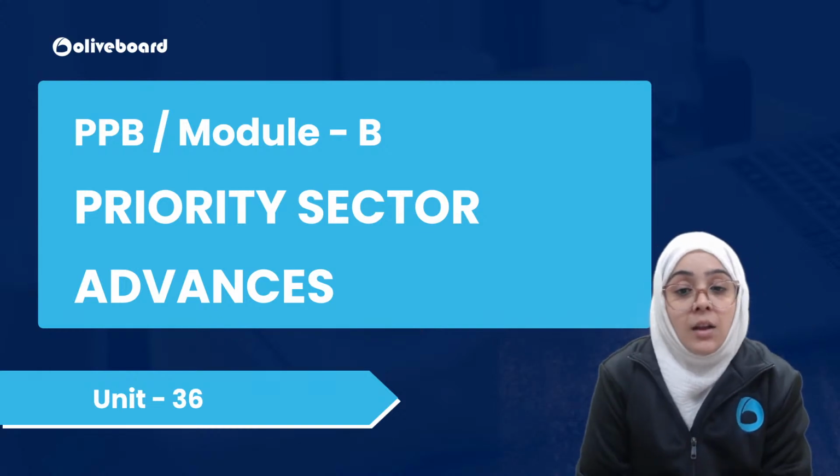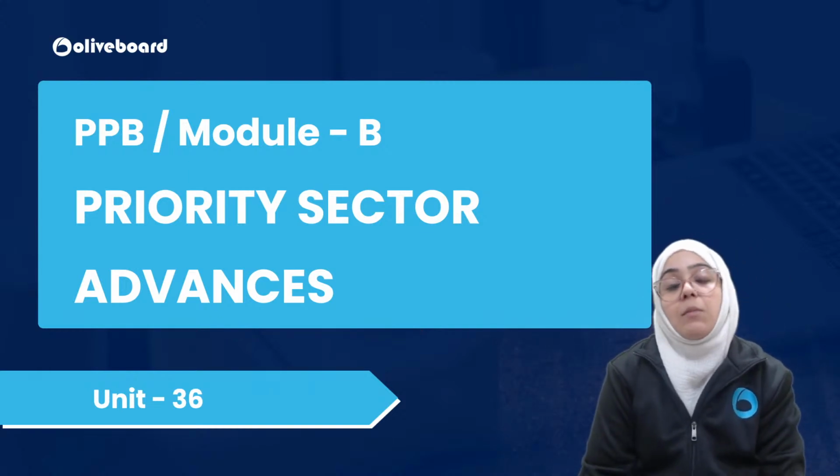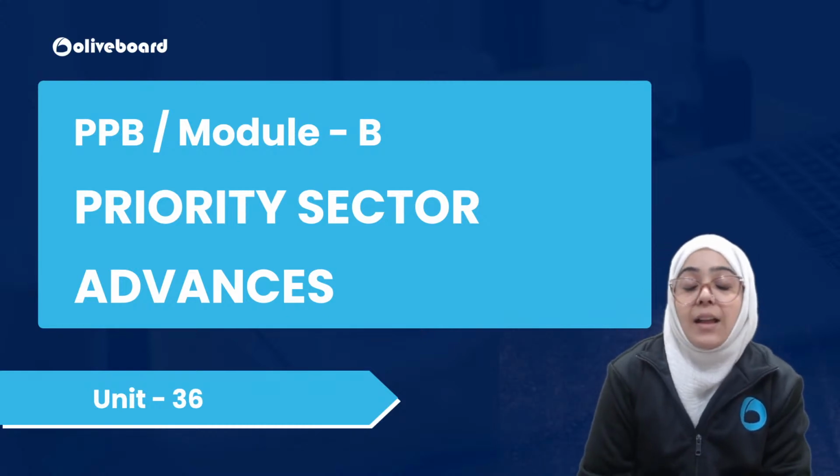Hi guys. Okay, so today we are going to discuss Unit 36 of PPB Module B, that is Priority Sector Advances.